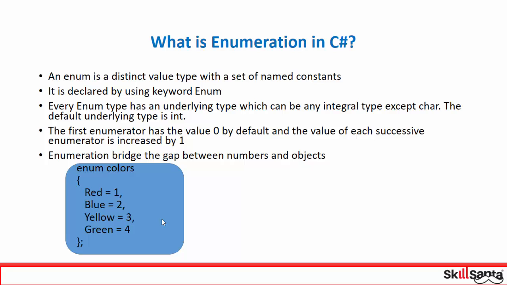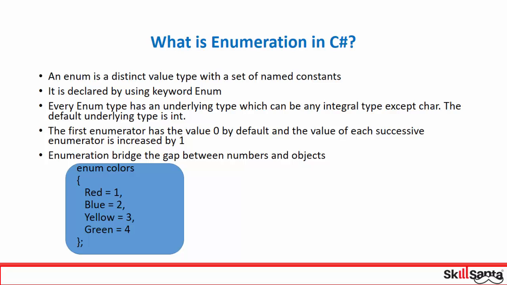When we are declaring an enumeration, you have to use the keyword enum. So in this example, enum colors. Color is the name of the enumeration, but when declaring it, you have to put the enum keyword before it. Every enum type has an underlying type which can be any integral type except char. So when you define values for your enumeration type, by default those values are of integer type.